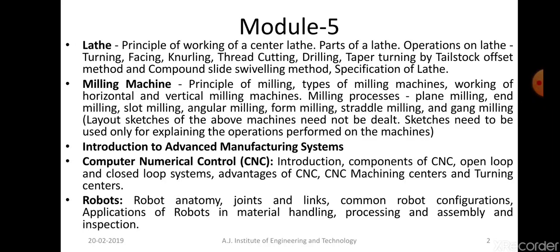Next, we will have to study about advanced manufacturing systems. So advanced manufacturing system means we are going to study about NC and CNC, that is numerical control and computer numerical control. So we will have to study the introduction of CNC. What do you mean by open loop system? What do you mean by closed loop system? What are the advantages of CNC, limitations of CNC, what are CNC machining centers and CNC turning centers?